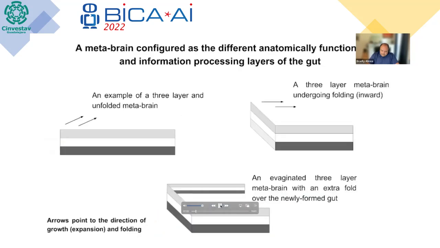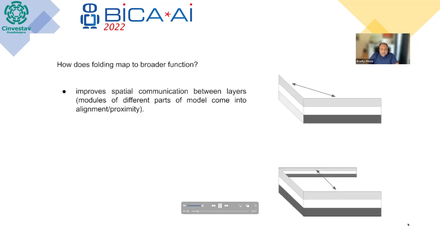So we can exploit this a little bit more, and we can look at how we can take these layered models and fold them over and make them functionally more explicit. So we can take this three layered metabrain, we fold it once and it's going inward, we fold it twice, and it actually resembles a process in developmental biology called evagination. So evagination happens when a gut is formed in an animal embryo. This will become important later, but just suffice it to say, we can make these functionally salient computational models.